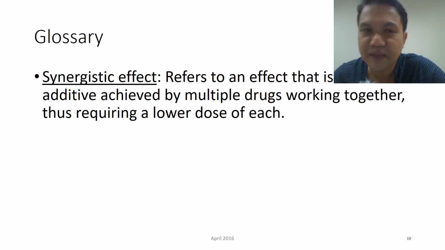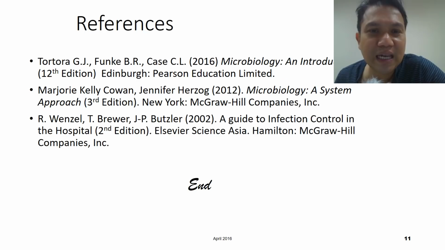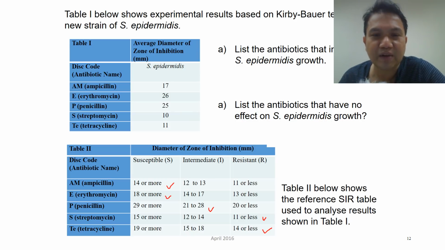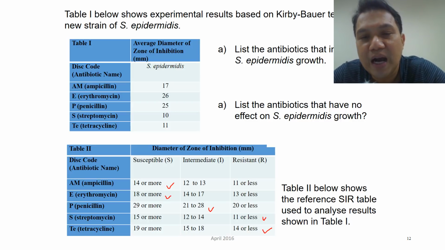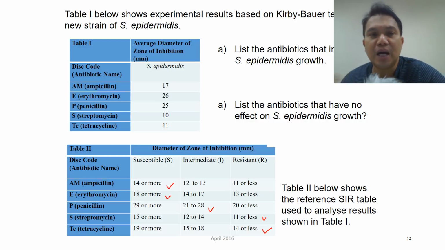All right, I hope that helps. What is the last point? These are the references. And the very last point down here is an example of what you can do to make measurements and check against the list to see whether a drug is appropriate, whether it is susceptible.